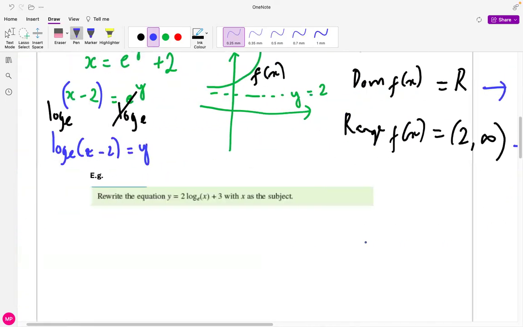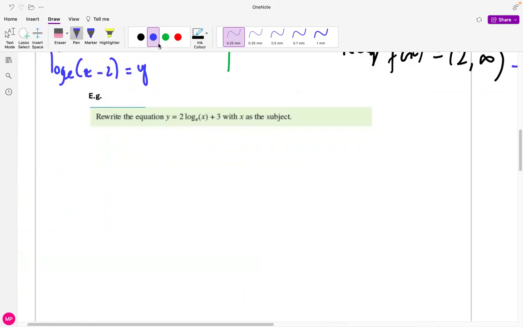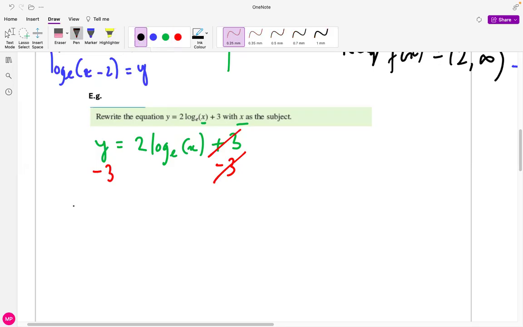Now we're going to do another example. This time we're going to deal with log. The example is to rewrite this equation with x as the subject, so they want you to solve for x. Let me just copy the equation again: y equals 2 log a of x plus 3. The opposite of plus 3 is minus 3 on both sides. So you would have y minus 3 equal to 2 log a of x.